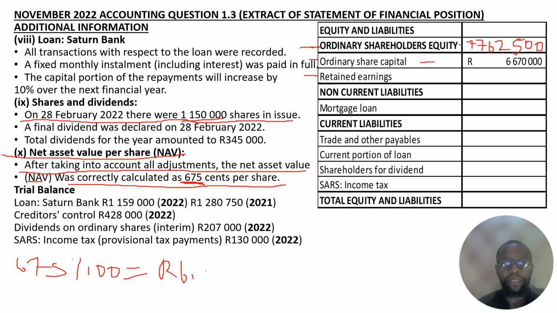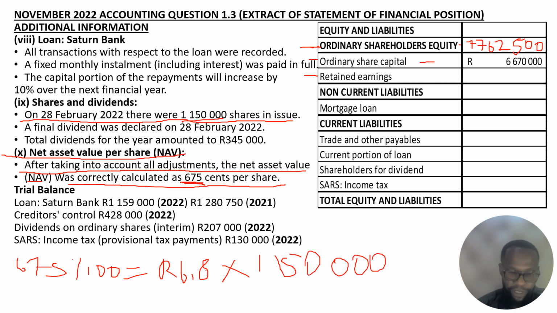Some of the questions will give you the amounts in rands. 6 rand 80. So multiplied by the number of shares. Number of shares is 1,150,000 shares. Multiplied by 1,150,000. It gives you straight the amount, 7,760,000.